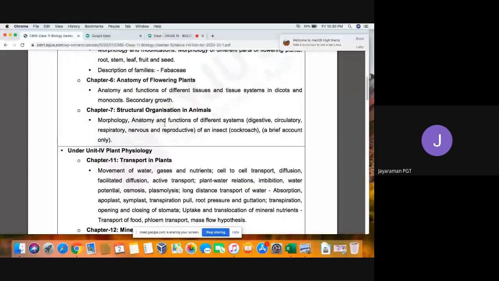Under this chapter, morphology, anatomy and functions of different parts of the cockroach. The cockroach is a type study animal, looking into the morphology, the external structures, and the internal structures, that is known as anatomy, the digestive system and all the systems of the cockroach. It is given elaborately in your book, but that is removed. The remaining topics are as they are: under structural organization in animals, all animal tissues. So we will be discussing animal tissues today.